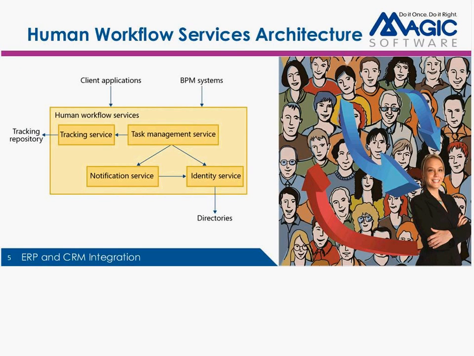So a human workflow services architecture might look something like this, where you have your business process management systems and your client applications that can often act as triggers and receive feeds and information from human workflow. And a human workflow set of service-oriented architecture tasks or flows might look something like this, where you have a basic core task management service that's doing the functionality of managing the core of the human workflow task.